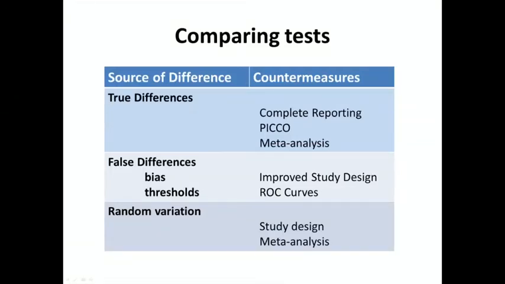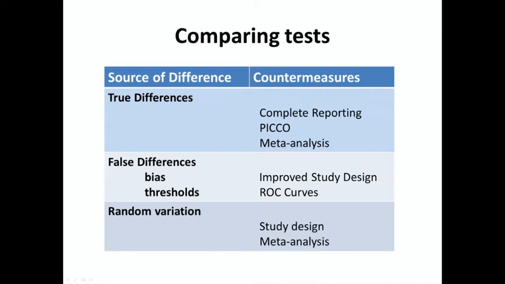So let's just list what we've gone through here of ways that tests can be different and the reasons for it. We can have true differences, and the countermeasure there would be complete reporting of the PICO values: the population, how the index test was performed, the outcomes and so forth. So we need to be very precise so we understand that. Meta-analysis can also help uncover sources of differences between studies and tests.